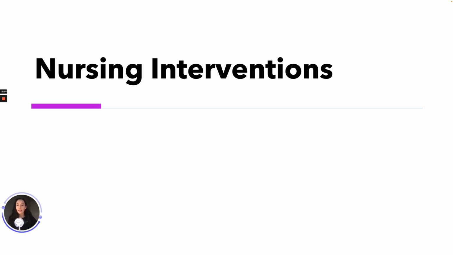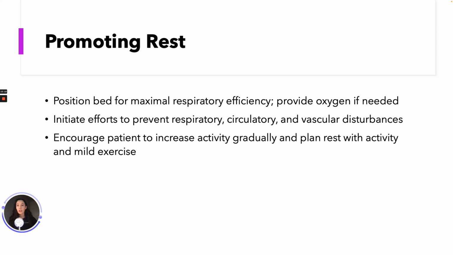All right, so now let's look at the nursing interventions for patients with liver cirrhosis. So first, we want to promote rest. To do this, we can look at positioning the bed for maximum respiratory efficiency, providing oxygen if needed, and initiating efforts to prevent respiratory, circulatory, and vascular disturbances, and encourage patients to increase activity gradually and plan rest with activities and mild exercise.